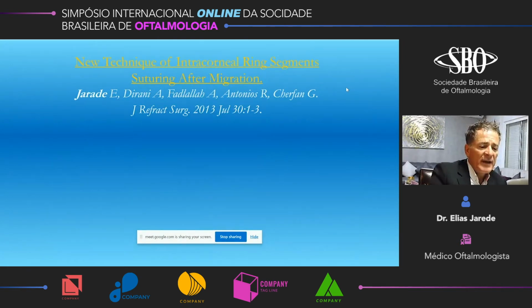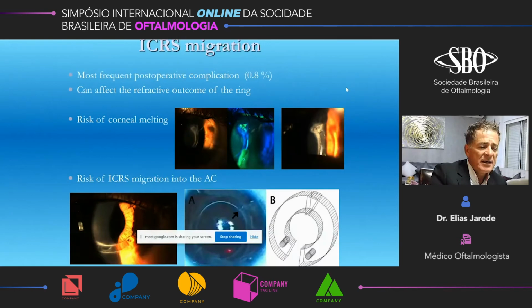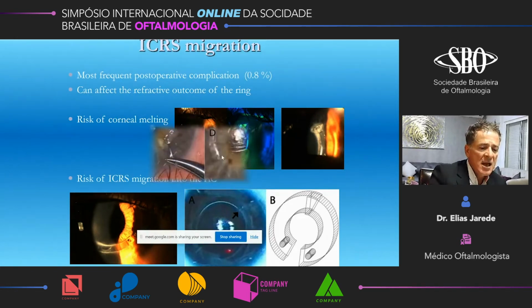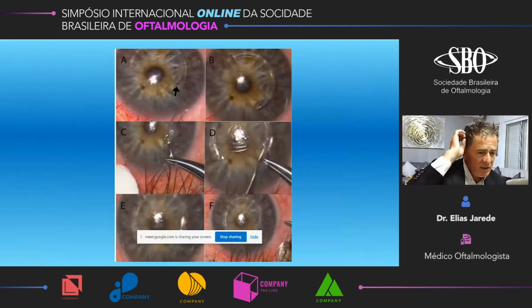Well, again, what we have done unconventional is treating the complication, which is ring migration, which is the most feared complication of the ring. Migration leads either to a migration into the anterior chamber when they overlap on the opposite side, or they come to the incision side and they induce melting. Whenever we have migration, we reposition it. If it migrates again, then we go to do the suturing of the ring.